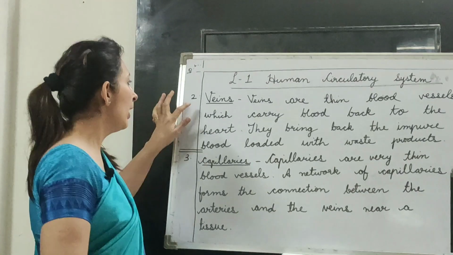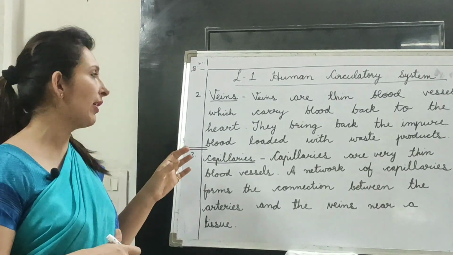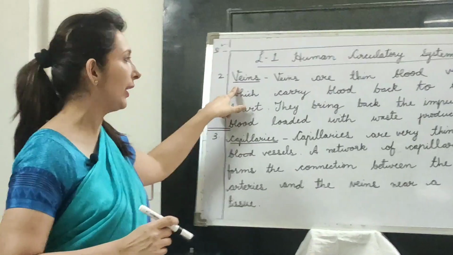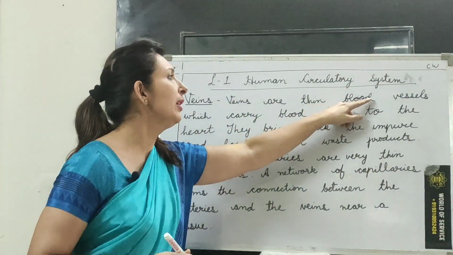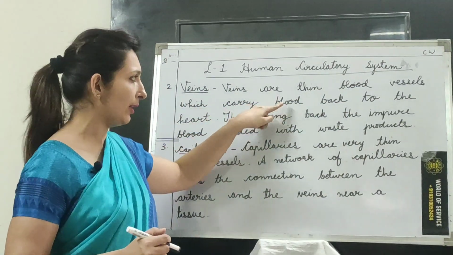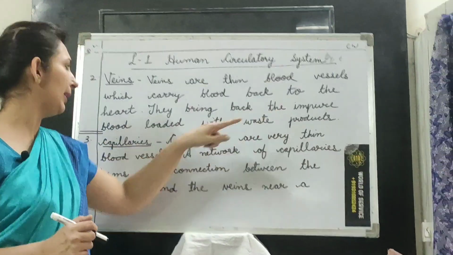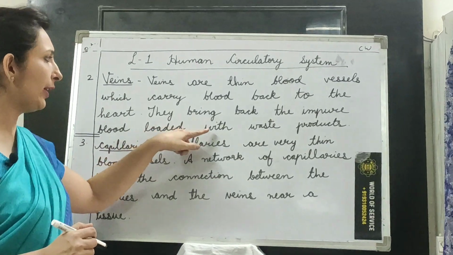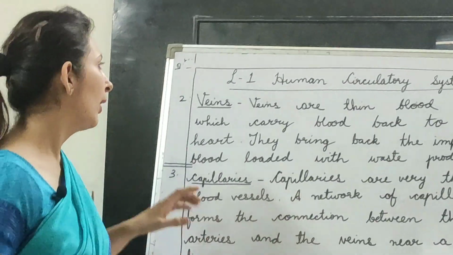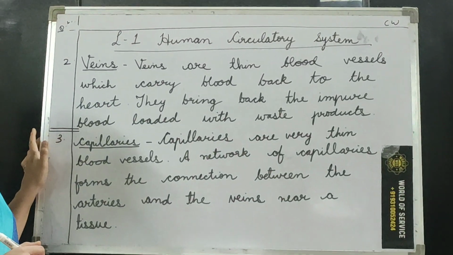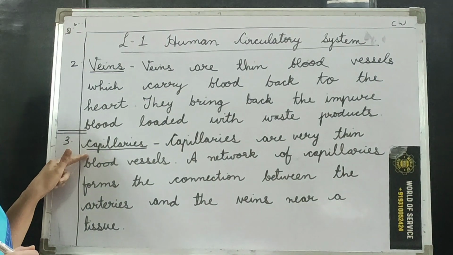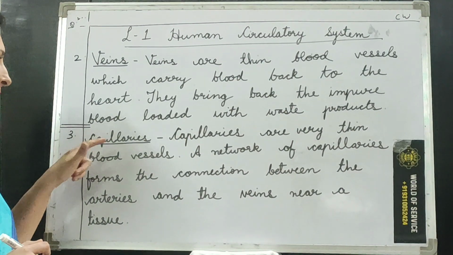Children, now the first part, arteries, we have done. Now this is the second part, that is vein. Veins are thin blood vessels which carry blood back to the heart. They bring back the impure blood loaded with the waste products. Okay, once you complete this, children, leave one line. Then we will tell the feature of capillaries.